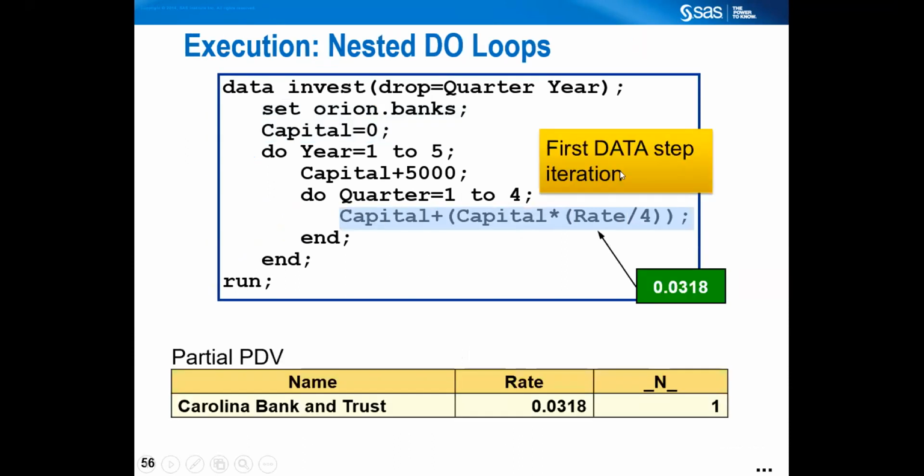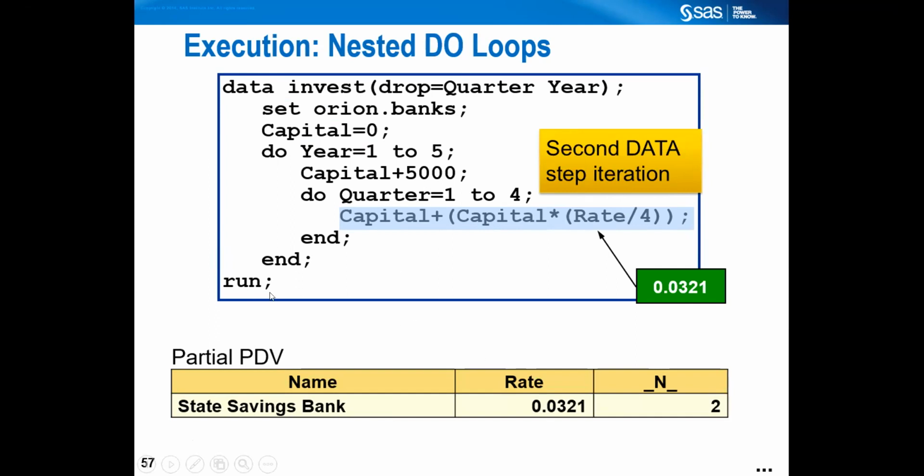See the first bank, first data iteration, your bank value is Carolina Bank and Trust. This is its rate of interest. Now with end, it will calculate the value. With run, it will stop your data iteration for your first cycle. It enters your second iteration cycle, hence its _n_ is 2. So when your second row is entered in PDV, this is your second bank. With its calculation, it will process this.